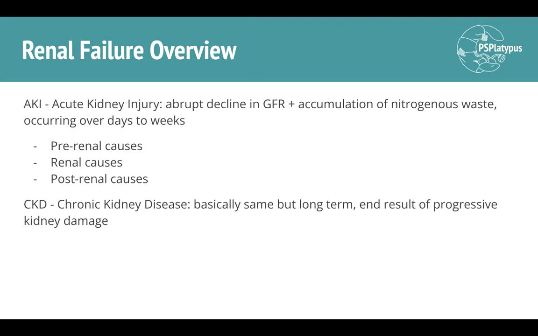AKI has three causes: pre-renal, renal, post-renal. So sort of like your causes of jaundice: pre-hepatic, hepatic, and post-hepatic. We can split it up like this.